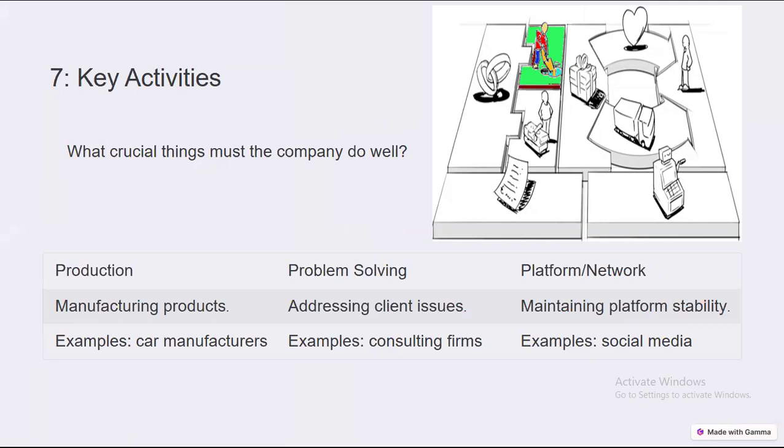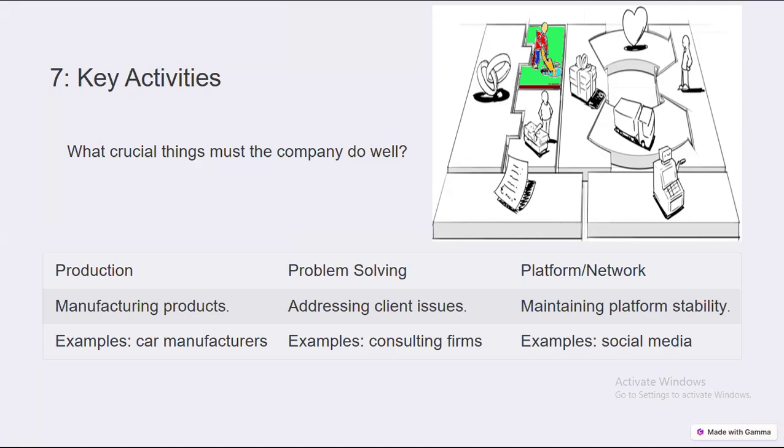Okay, so if it's production, if it's problem solving, if you have a platform or a network, what exactly are you doing to ensure that your business does well? If it's not production, you are manufacturing products. Maybe you are addressing client issues, or you are maintaining platform stability. Whatever it is you are doing, that makes you know the main activity. Otherwise, you would have started a business, but you'll be focusing on unnecessary things.